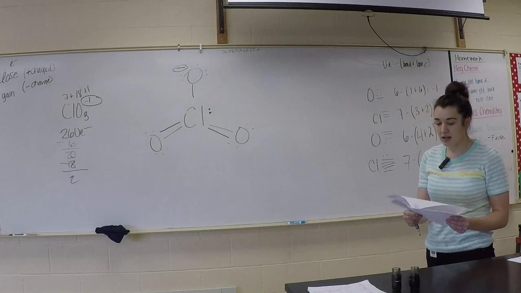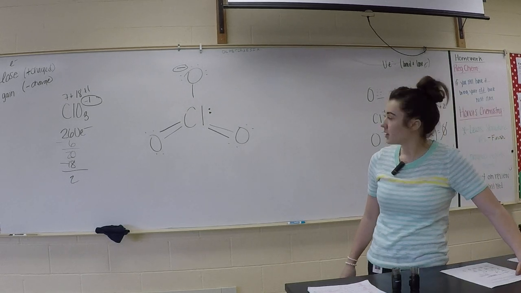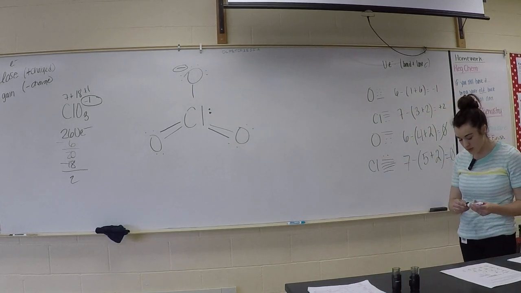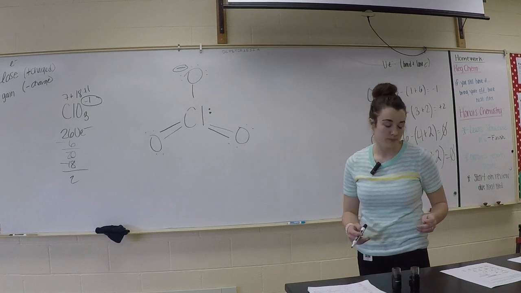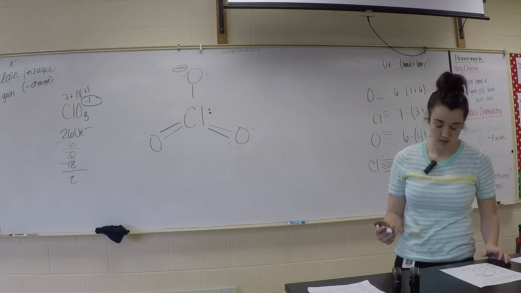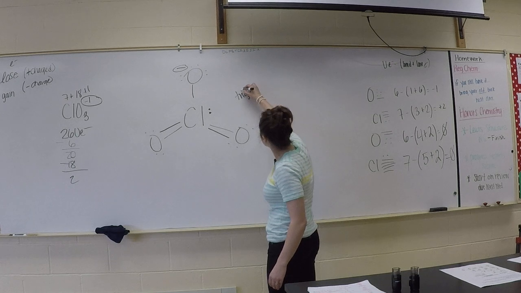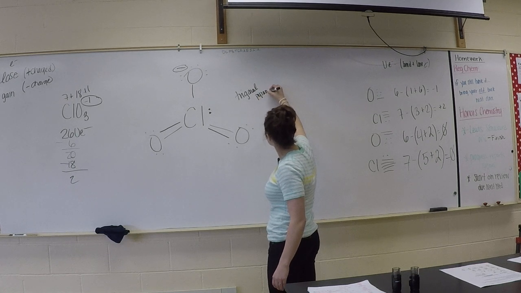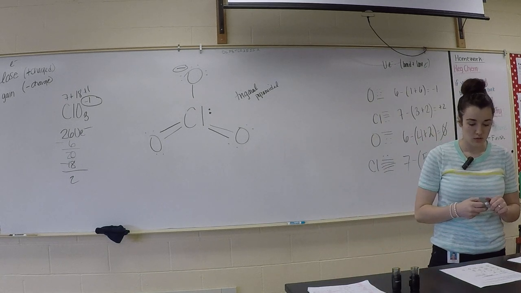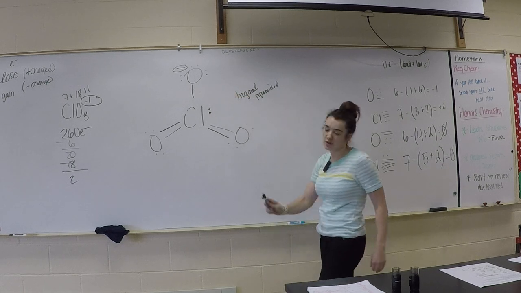So now we need to name its molecular geometry. Chlorine is bonded to 3 atoms, and it has 1 lone pair. Yes, trigonal pyramidal, because it counts as 1, 2, 3, and the raindrop.